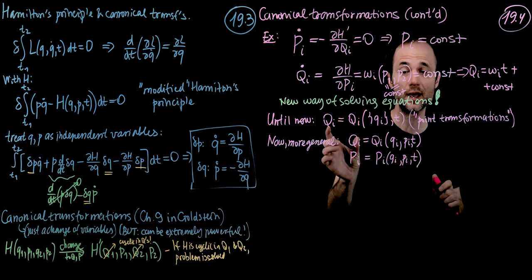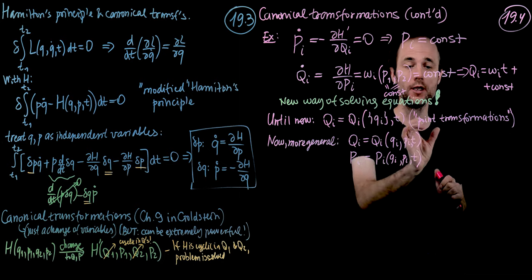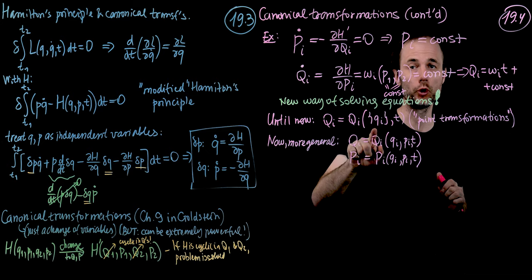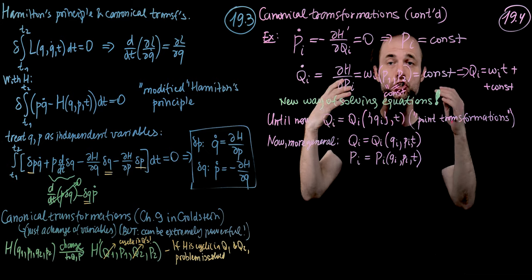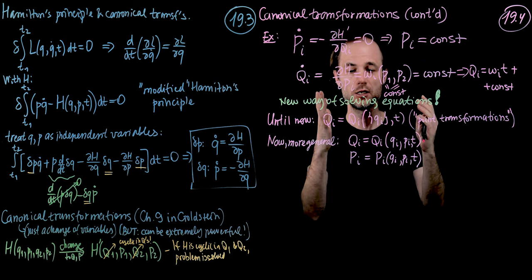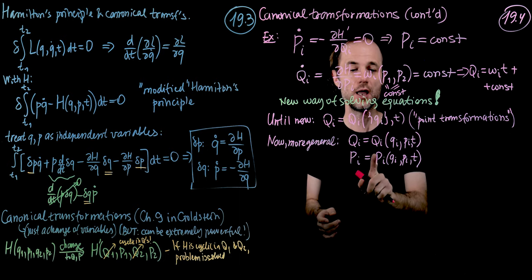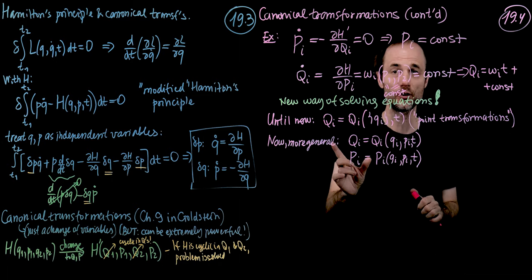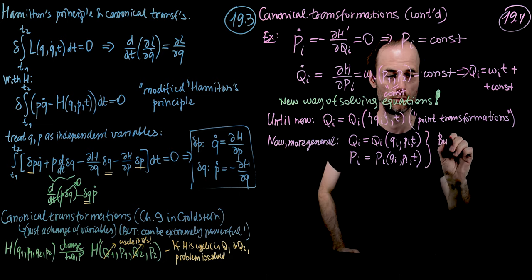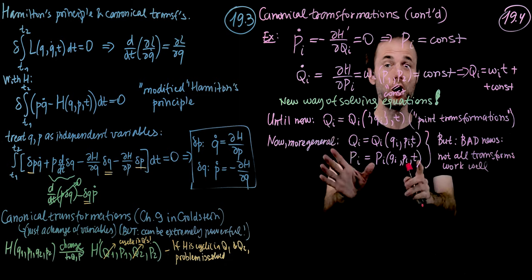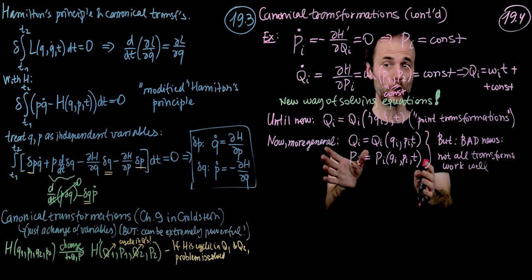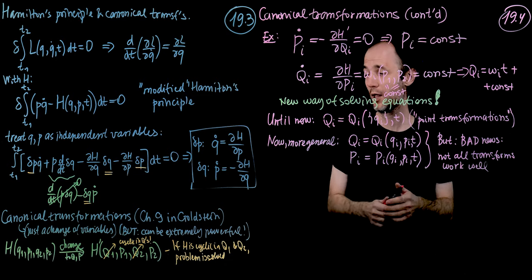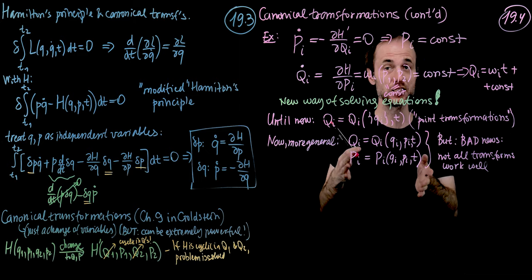So, until now, we have worked with what is referred to as point transformations, where the new coordinates were functions of old coordinates and time. Now we can generalize this transformation and give new coordinates and new momenta in terms of the old coordinates, old momenta, and time. However, there is a little bit of bad news. Not all of such transformations work well. And in order for the transformation to actually work well, we must have it satisfy some constraints.